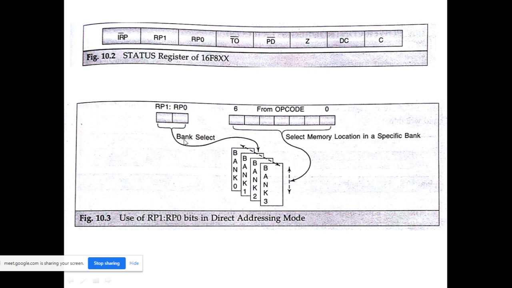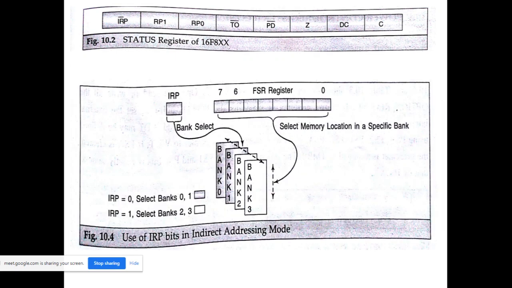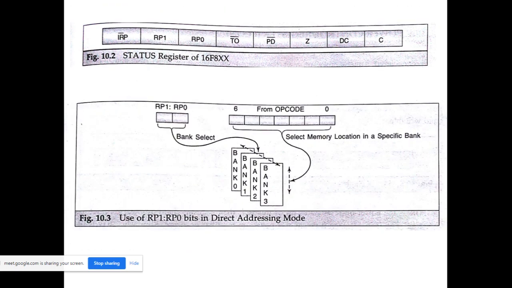In particular, there are 2 addressing modes as usual, direct addressing mode and indirect addressing mode. In the direct addressing mode, with the help of these 2 bits, one bank is selected out of the 4 banks, and the 7-bit address of one of the locations in the bank is actually provided as a part of the opcode.